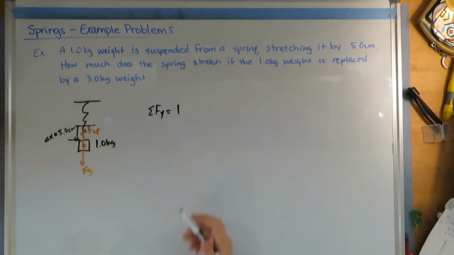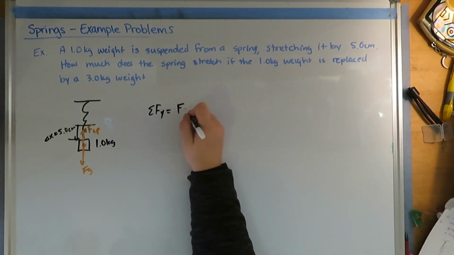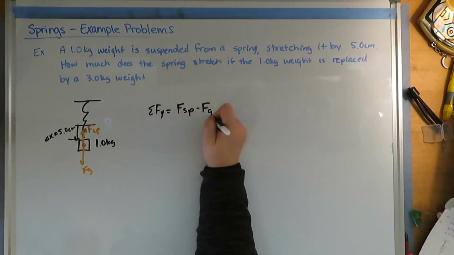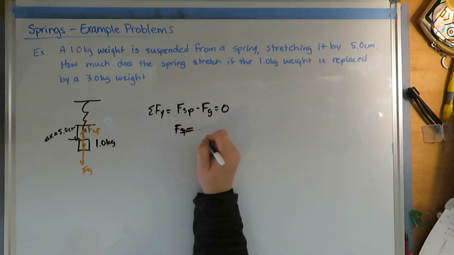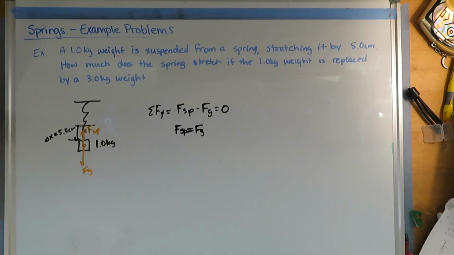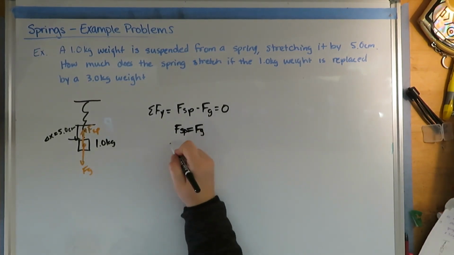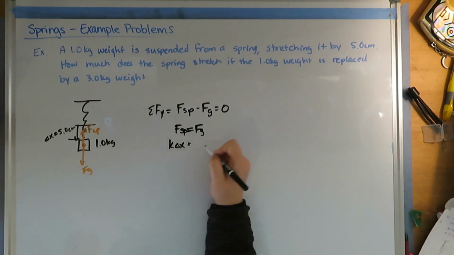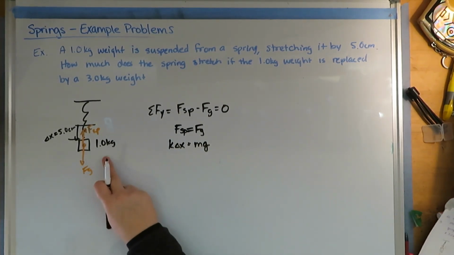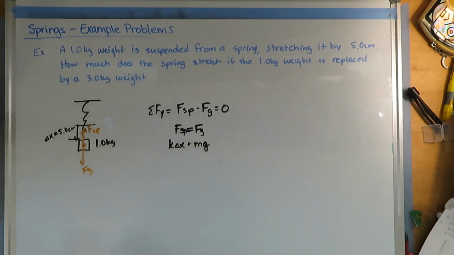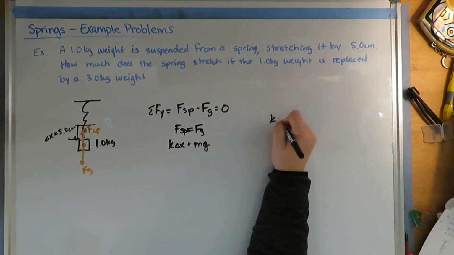To write our net force equation, you're going to have spring force minus the gravitational force is still going to equal 0. So our spring force is going to equal the gravitational force. And I know that my spring force is K times delta X, and my gravitational force is M times G. So what I know is that in these two situations, in the situation with 1 kilogram and the situation with 3 kilograms, that K is a constant.